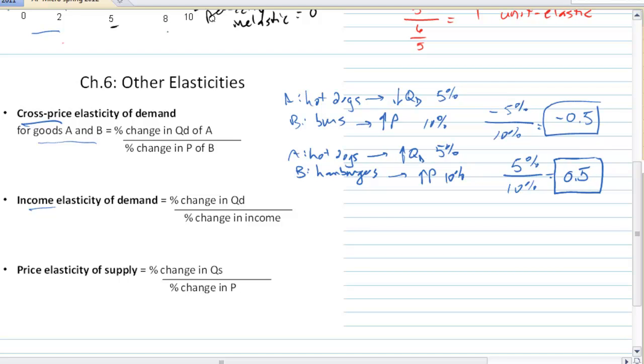This illustrates something about the sign of the value of the cross-price elasticity of demand and whether the two goods involved are substitutes or complements. If the sign is negative, as it is for hot dogs and buns, then they are complements. If the sign is positive, as it is for hot dogs and hamburgers, then they are substitutes.